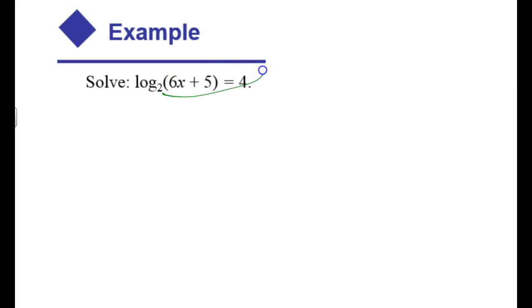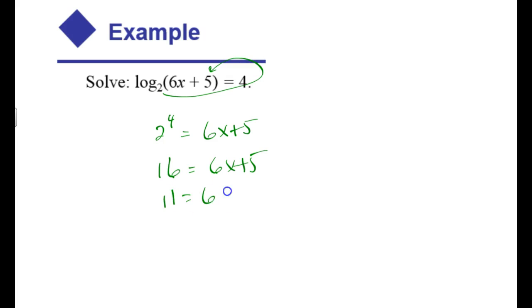So I'm going to use the definition here to undo this log and write it as an exponent. So 2 to the 4th is equal to 6x plus 5. 16 is equal to 6x plus 5. Subtracting off 5 will give me 11, and then dividing through by 6.